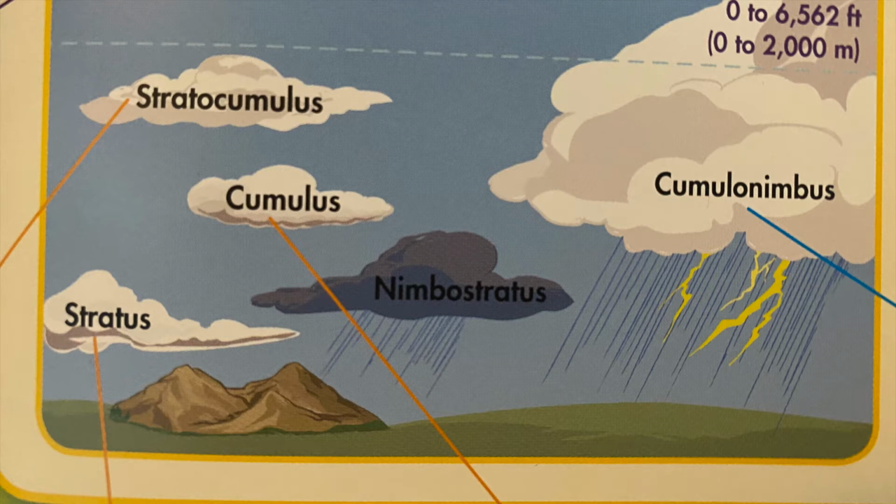And the cumulonimbus clouds are these huge, huge clouds that start really, really low to the ground and go all the way up to the top of the atmosphere. And cumulonimbus clouds are rain clouds. And so are the nimbostratus clouds. Those are all rain clouds.